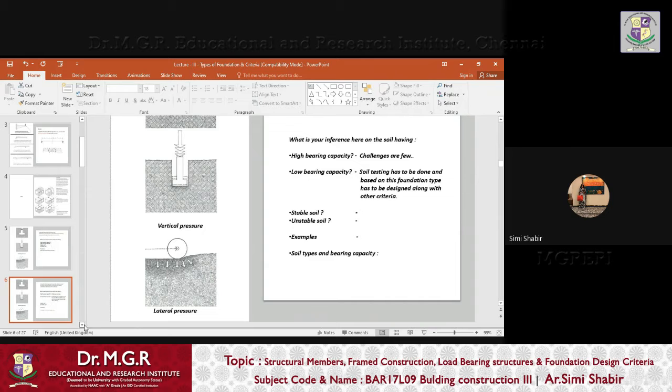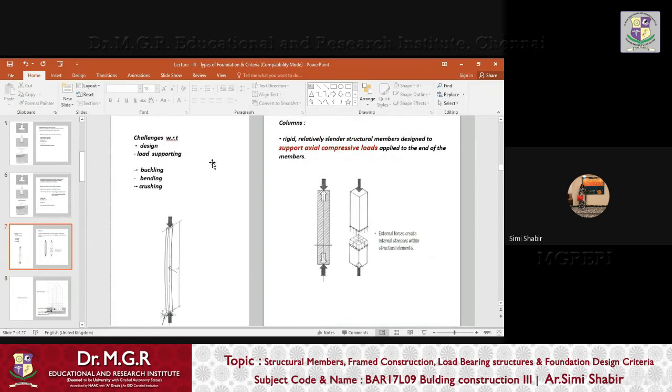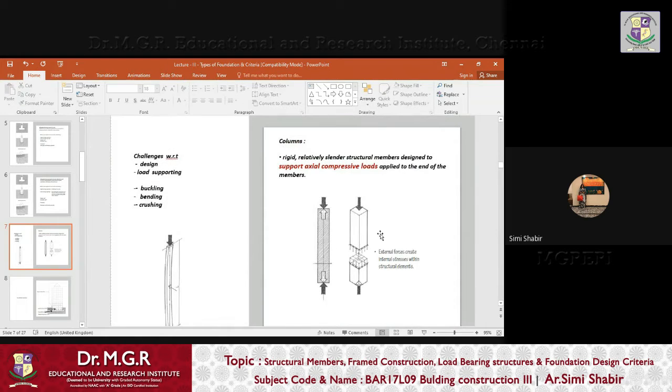Okay, again if you look at the next slide over here, we are going to look at the columns. Now we know that columns are rigid, relatively slender structural members designed to support axial compressive loads applied to the end of the member. Okay, so here you can see when the forces are applied from the top and from the bottom, how the slender column is going to behave.